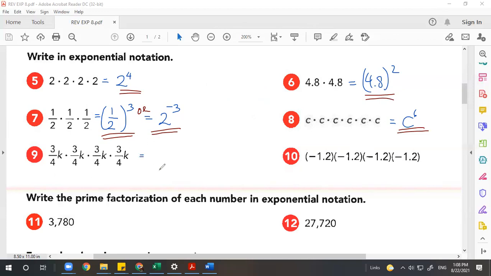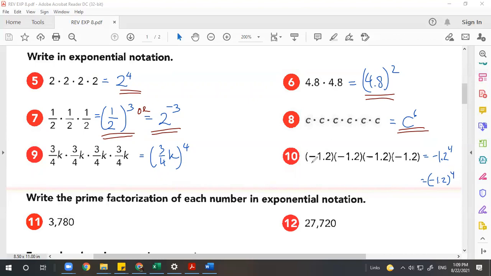Still simple, yeah. 3 over 4k to the power of 4. That's right. Nice. How about this? Is it negative 1.2 to the power of 4? Do you have to put the bracket or not? I just asked you, this or the bottom one? Which one? Bottom one. Yes, that's right.